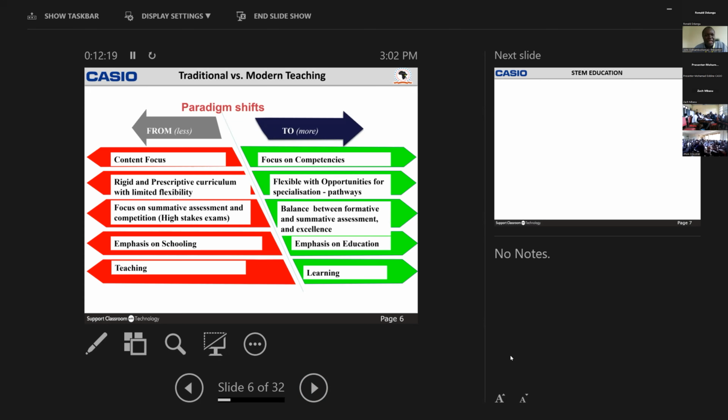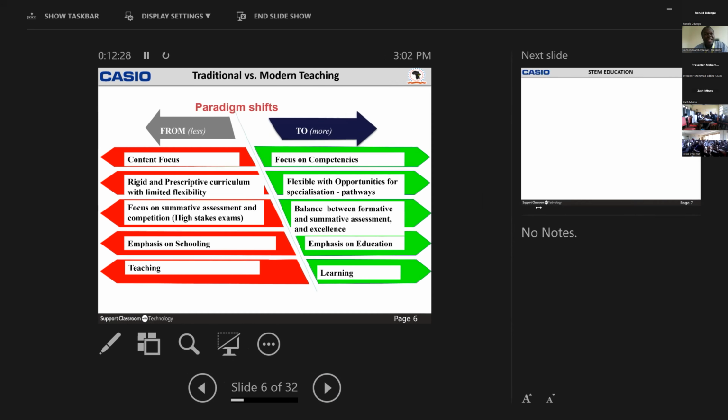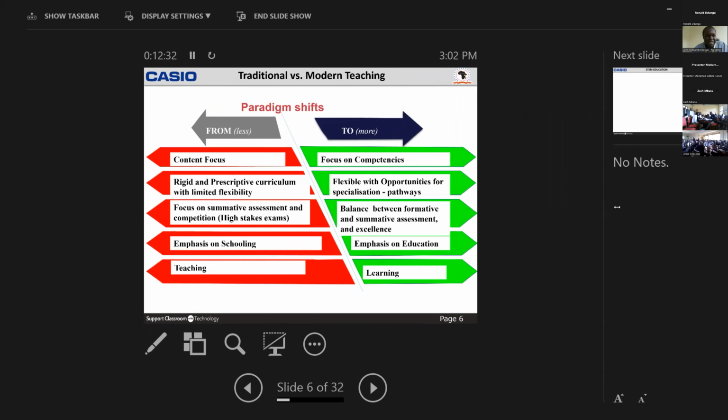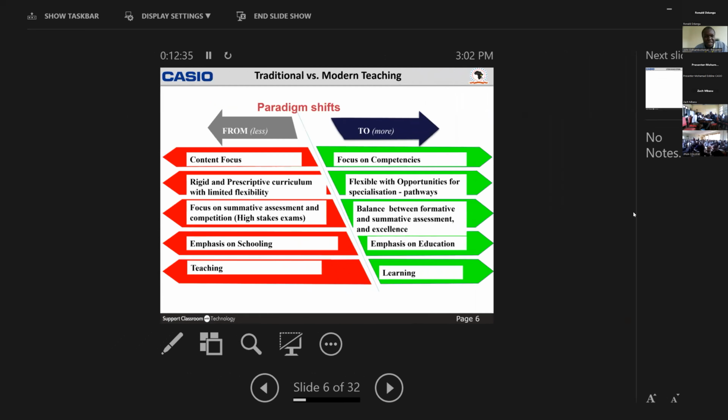We are saying there should be a paradigm shift from rigid and prescriptive curriculum, which many African countries love and like, and we have refused to run away from our colonizers. So there's very limited flexibility.